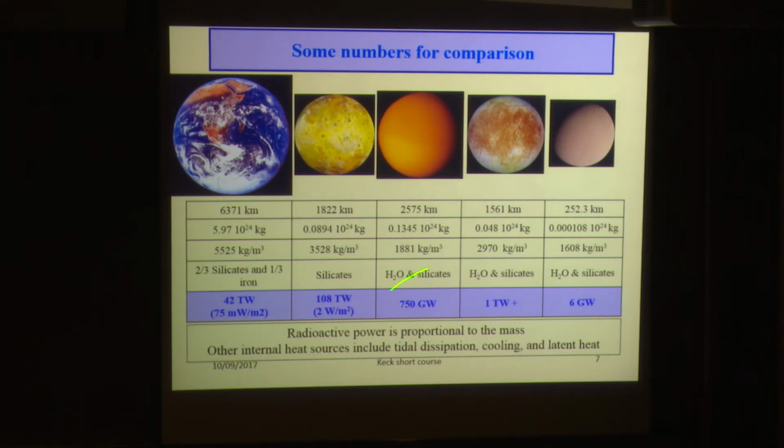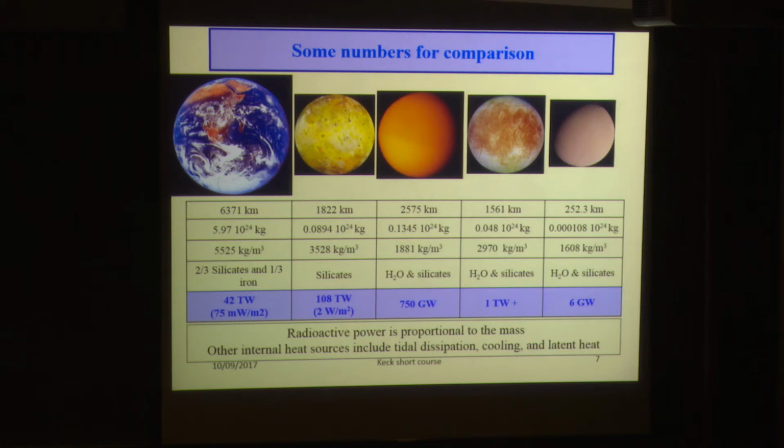This is Titan, so you can see that it is much less. This is a gigawatt. On Europa, still depending on calculations, you get something like 1 terawatt. And on Enceladus, you get 6 gigawatt, which doesn't seem a lot, but bear in mind that Enceladus is very small, only 250 kilometers. And that's where nature is great too.